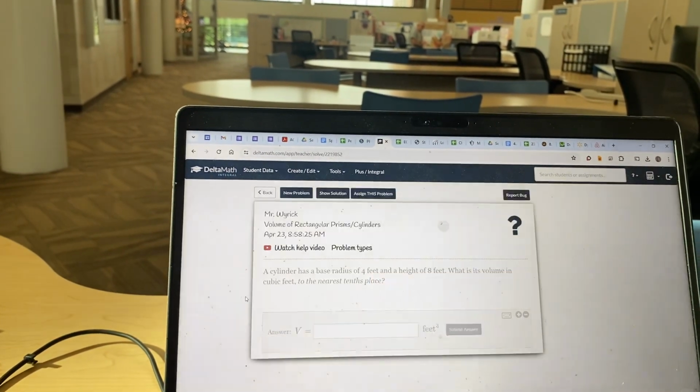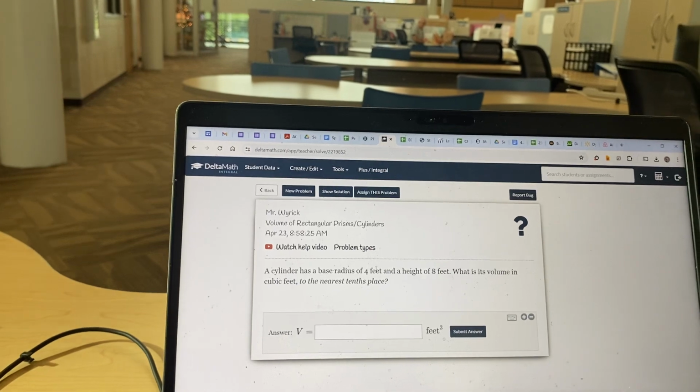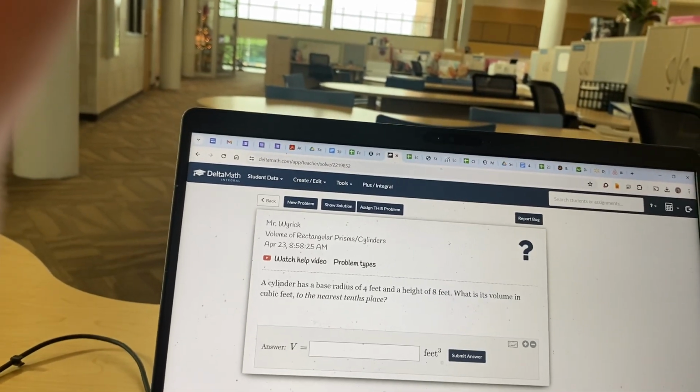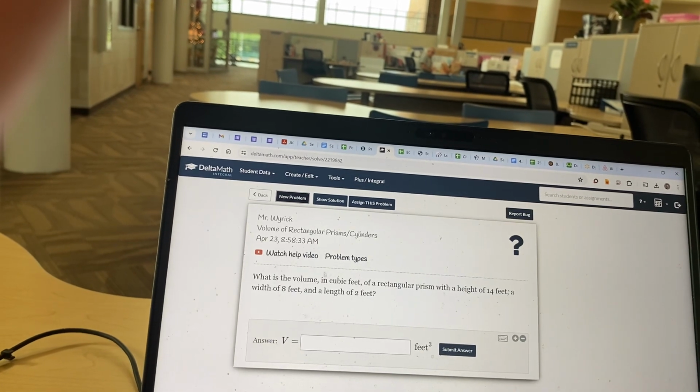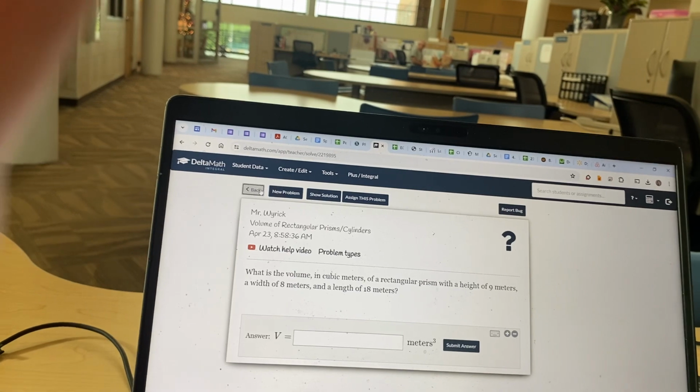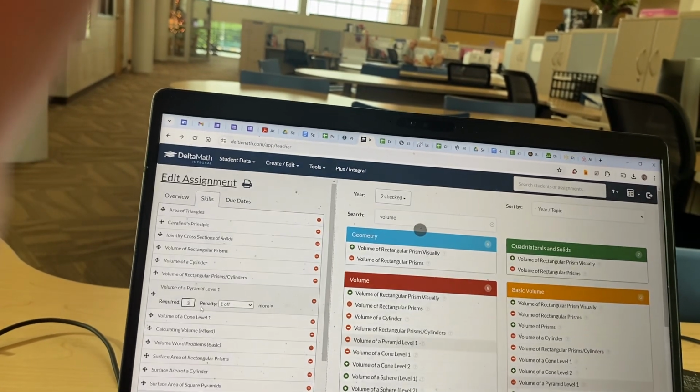The next one, volume of rectangular prisms or cylinders. It could give you either one. So you just have to make sure to look. Here's a cylinder, but if I go new problem on this one, rectangular prism, those formulas aren't changing. You just have to make sure you're reading and paying attention.